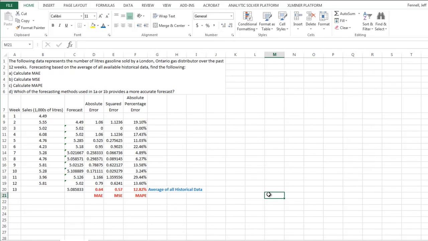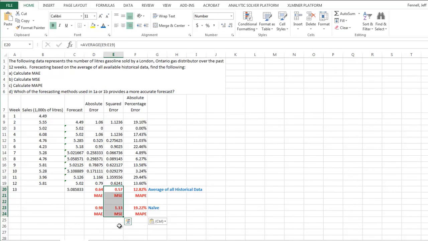So those are all our measures for the average of all historical data. If we compare that to our three measures when we did the naive forecasting method, with the naive method we got MAE of 0.98, MSE of 1.13, and MAPE of 19.22%. So comparing all three measures, whichever one we use as our measure of forecast accuracy, all three measures are better for the average of all historical data. Typically, because we are talking about the exact same data on the same scale, we would use MSE as our preferred measure of forecast accuracy.